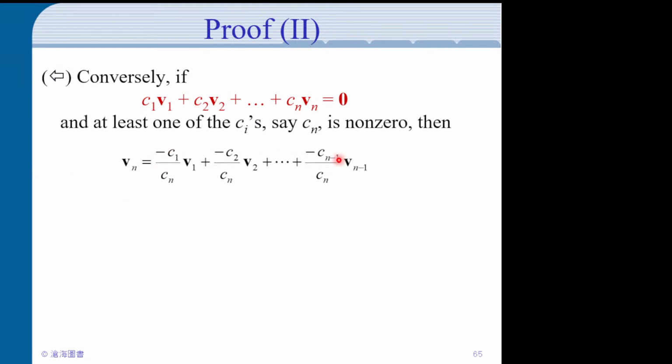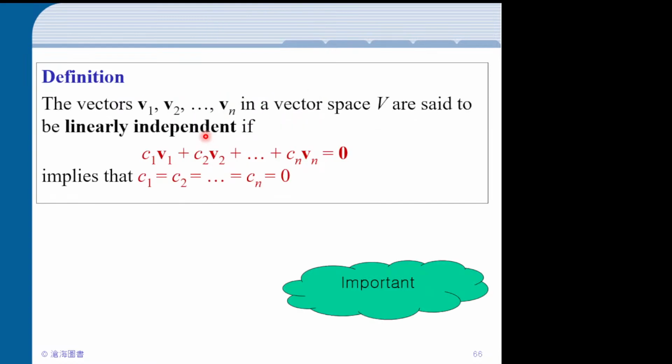And I guess that's straight again. Why won't we need non-zero here? Because you need to divide by Cn, and you cannot divide by 0. Okay. So that's the proof.